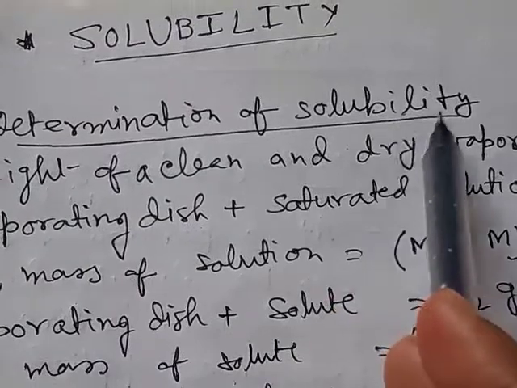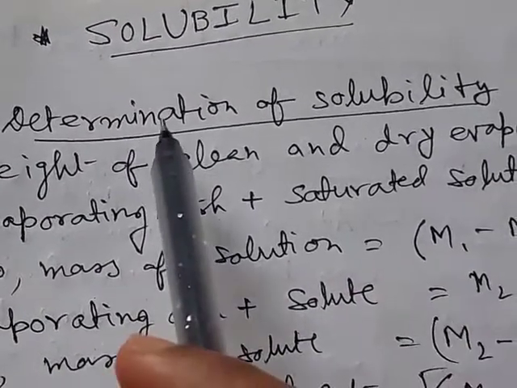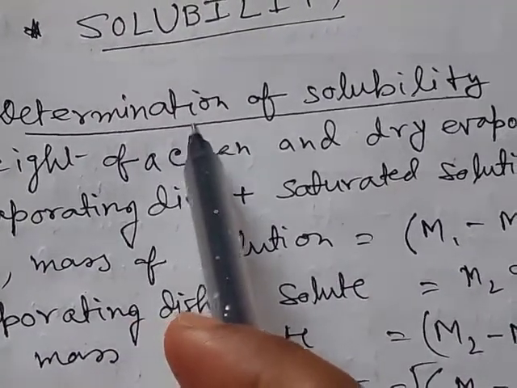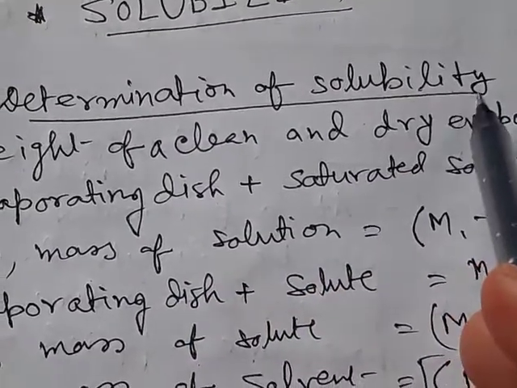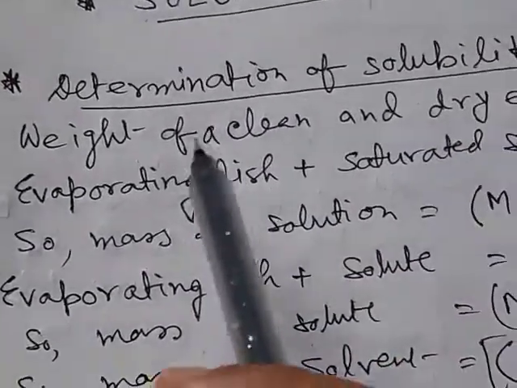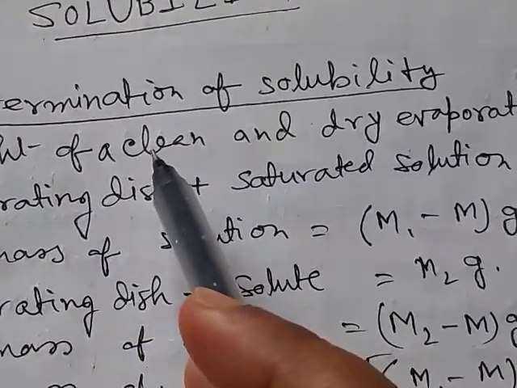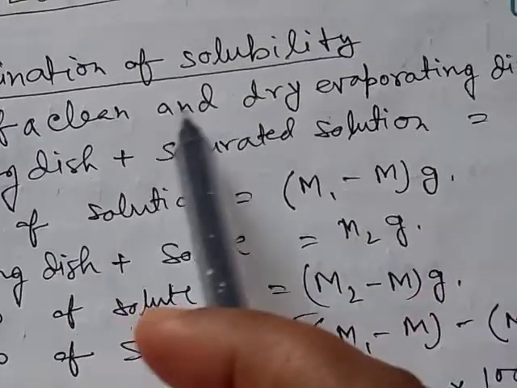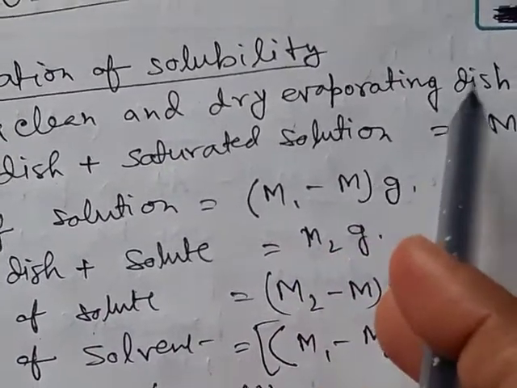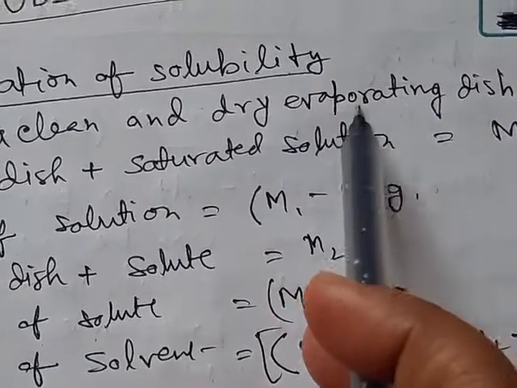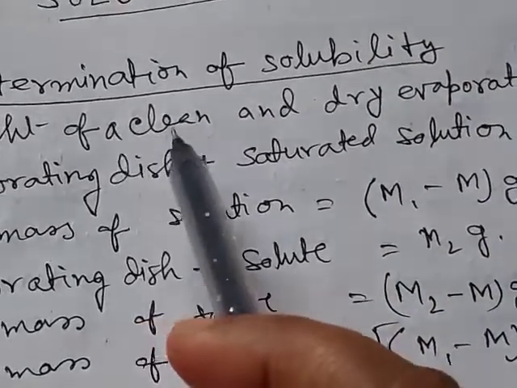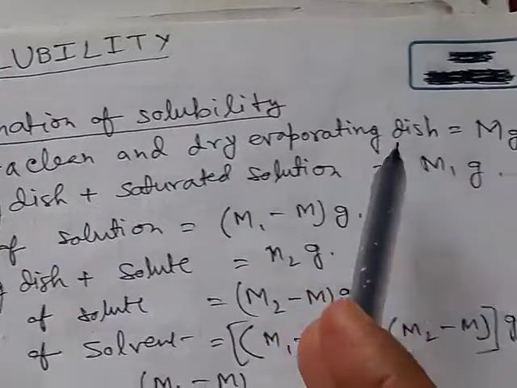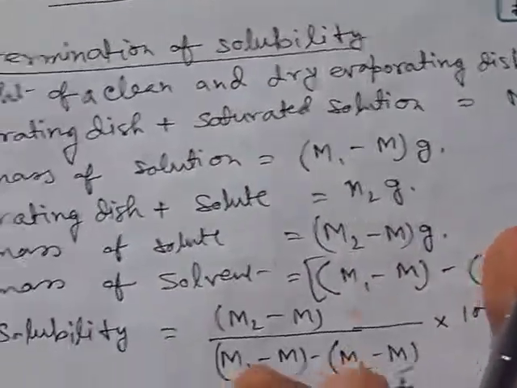Now, determination of solubility. How will we determine the solubility of a solute in solution? For this, first take a clean and dry evaporating dish. Then you have to take the weight of this evaporating dish. Say the weight is m gram. So the weight of the clean and dry evaporating dish is m gram.